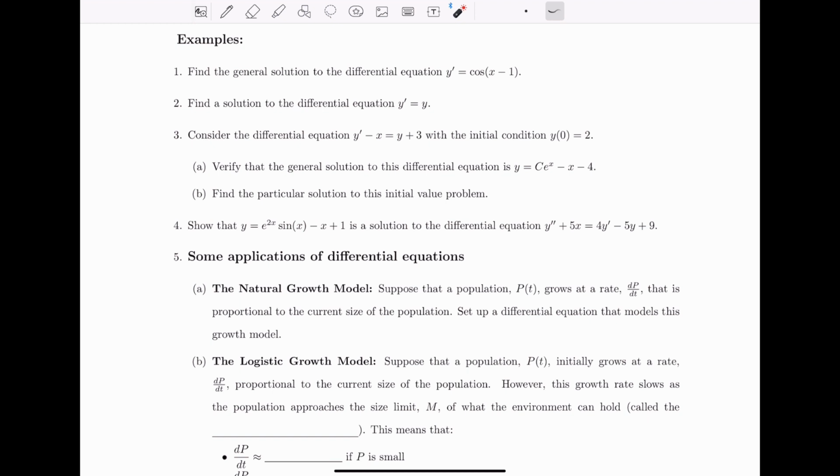So for example 1, we want to find the general solution to this differential equation. It's a differential equation because we've got a derivative equal to something. So this is a differential equation. Let's go ahead and solve this one. So our differential equation is y prime equals cosine of x minus 1. Now notice this differential equation, we have y prime only expressed in terms of x. So how could we recover the original function? What would be the solution here?